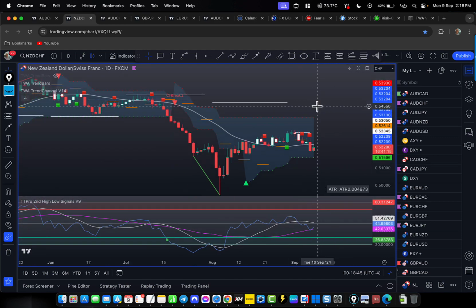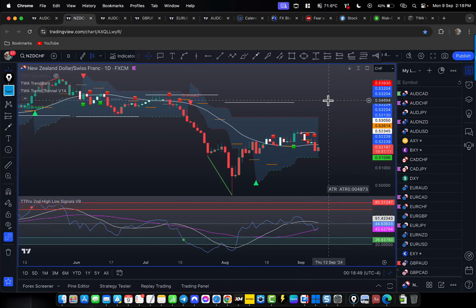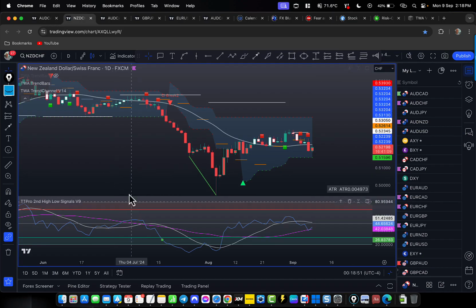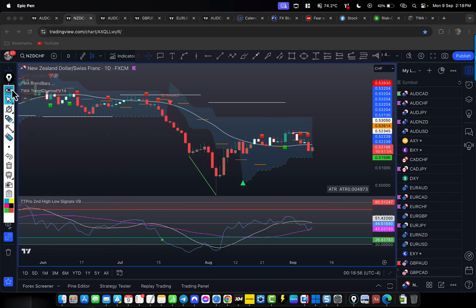Traders, we're going to have a look at some of these pairs and potential opportunities. Now, I've made this indicator available to our VIP members. This one down here. If you don't have access, refresh your browser and then you can go up to indicators, invite only, and introduce it to your chart. This is the layout that I'm going to use with this indicator. I'm using the trend bars, the trend channel, and this guy.